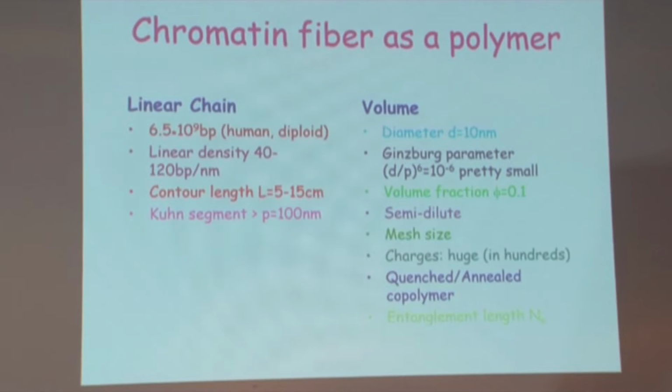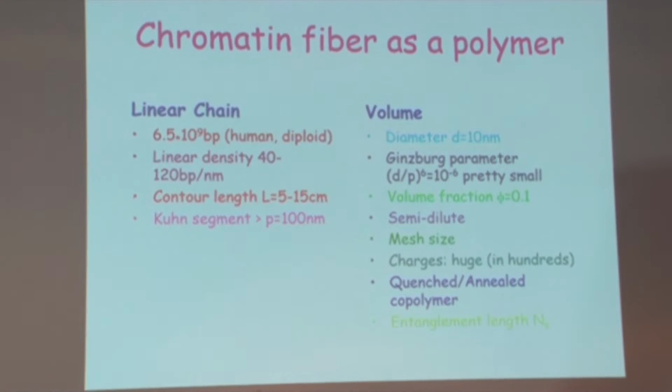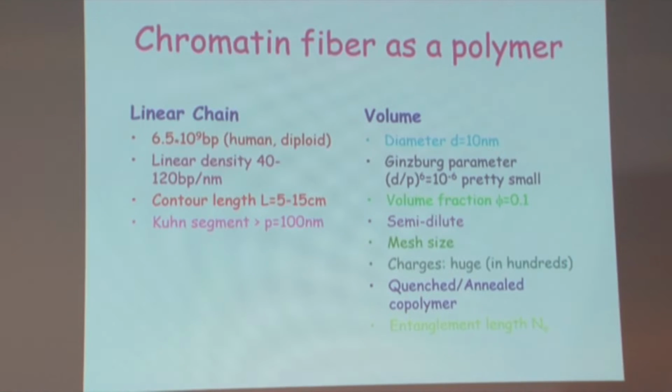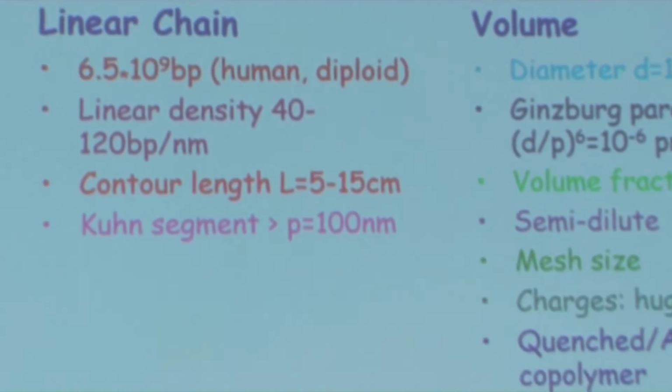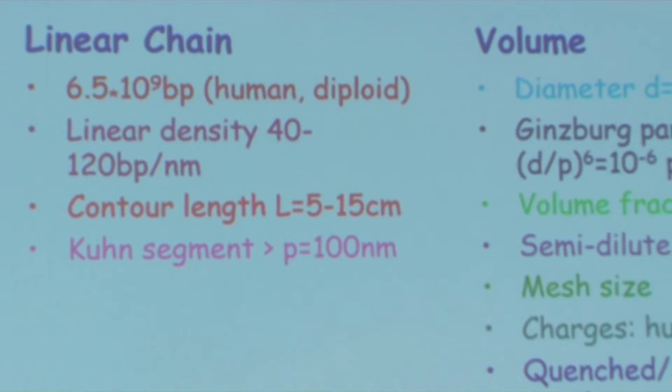Then, if you know polymer physics, you realize that the main question is flexibility. The native flexibility of this fiber, how flexible it is. We know that flexibility of double helical DNA corresponds to a persistence length of 50 nanometers, and the persistence length of 10 nanometer fibers is not smaller. So the Kuhn segment is greater than 100 nanometers, although it's not known very well.